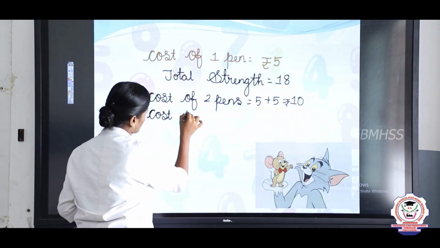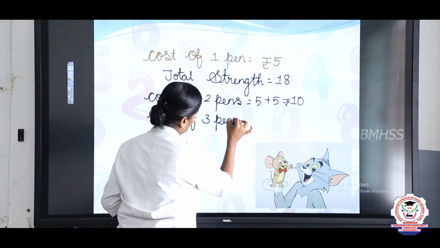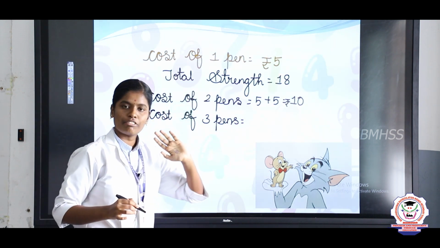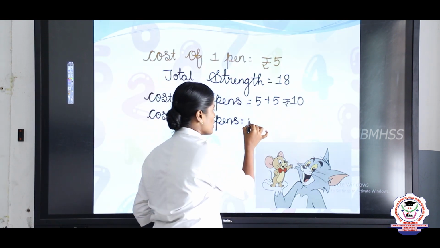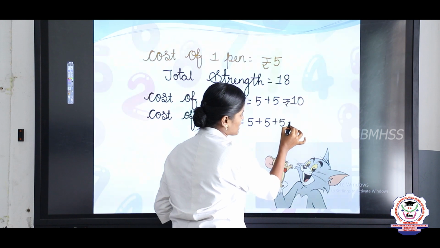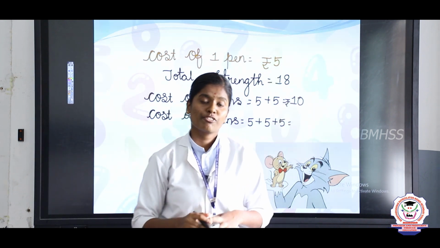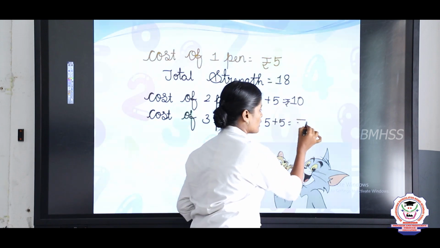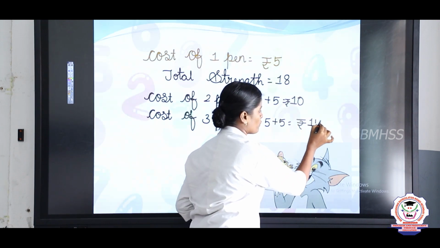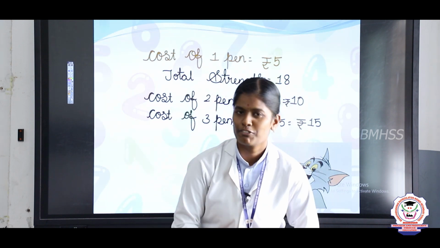Cost of 3 pens equal to, take the cost of 1 pen equal to 5 rupees. So, simply take and write 5 plus 5 plus 5. So, 5 plus 5 equal to 10, 10 plus 5, the answer is 15. So, the cost of 3 pens is 15 rupees.